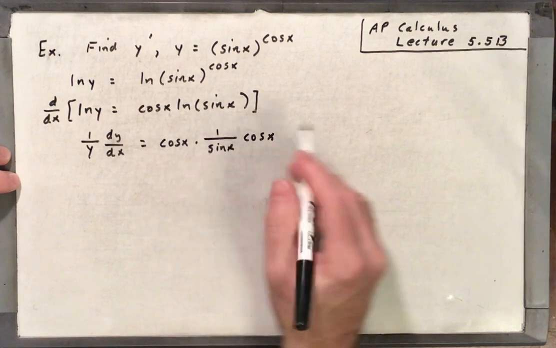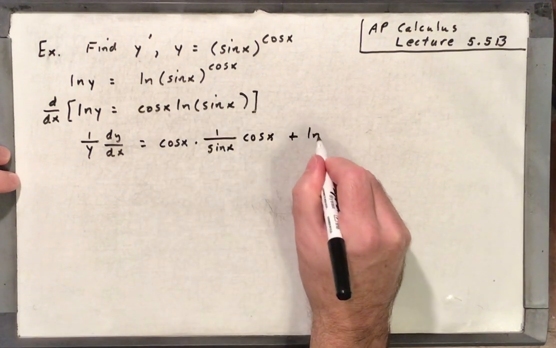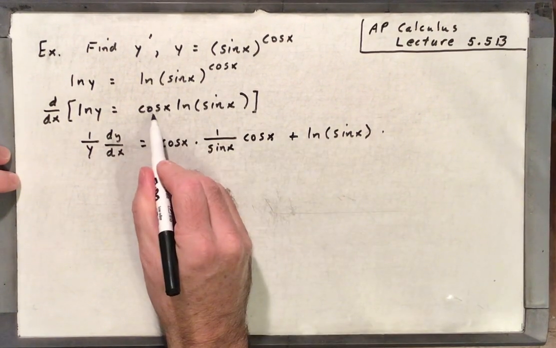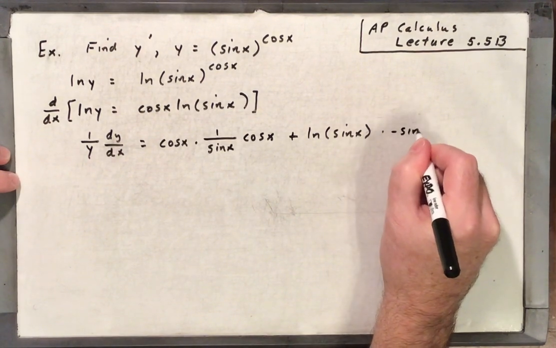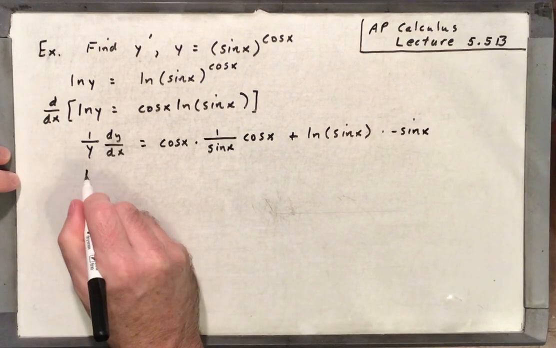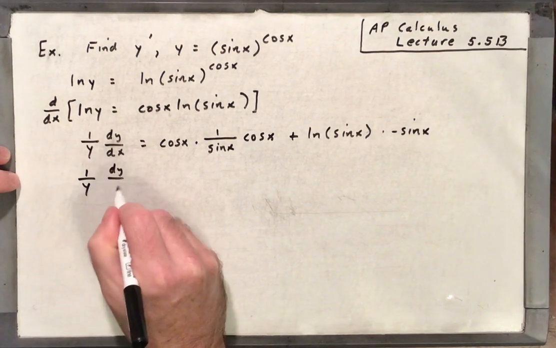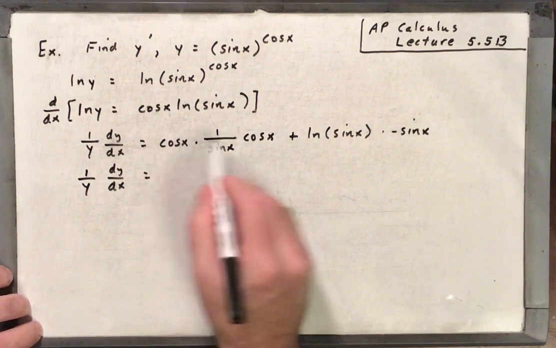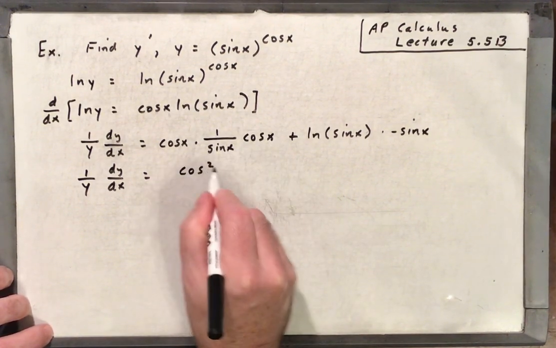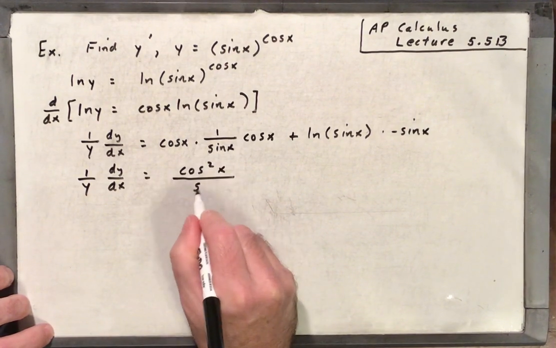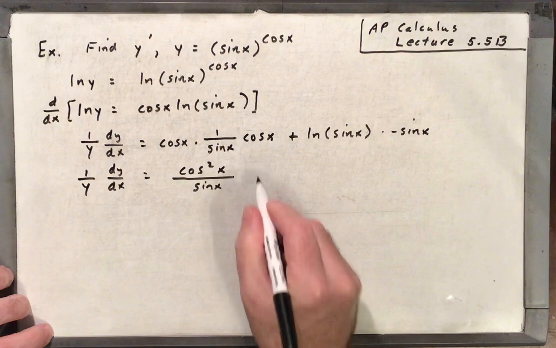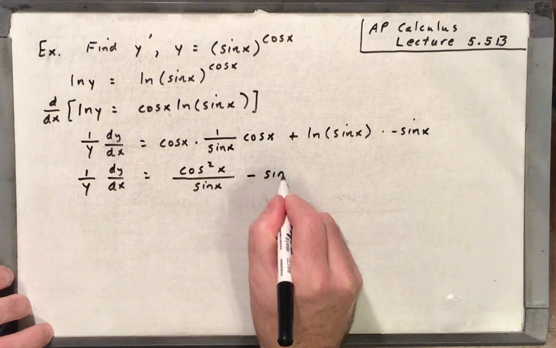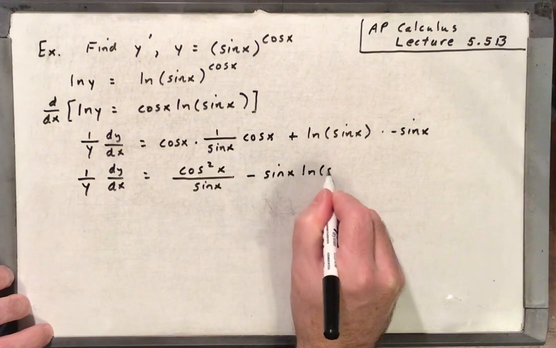First times the derivative of the second, plus the second, natural log of sine x, times the derivative of the first, cosine x. That'd be times negative sine x. So we have 1 over y dy dx is equal to, all right, so we're going to have cosine times cosine. That's cosine squared x over sine x. And then the minus, we've got a minus sign here, so minus sine x natural log of sine x.